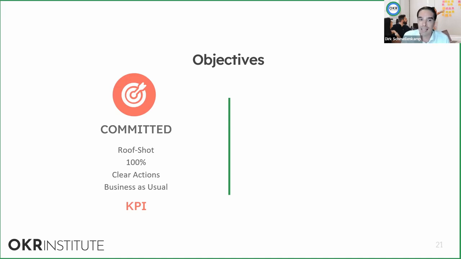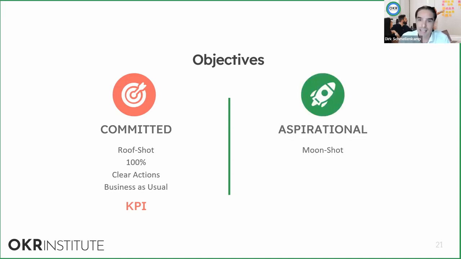It requires clear action, your roof shots. On the other side, you have your aspirational goals, which we call moonshots. If you achieve 60, 70%, it's already achieved. You think outside of the box. These are outcome driven, meaning what do you want to achieve by the end of the quarter, by the end of the OKR cycle. It shows future ambitions. So these are your OKRs.